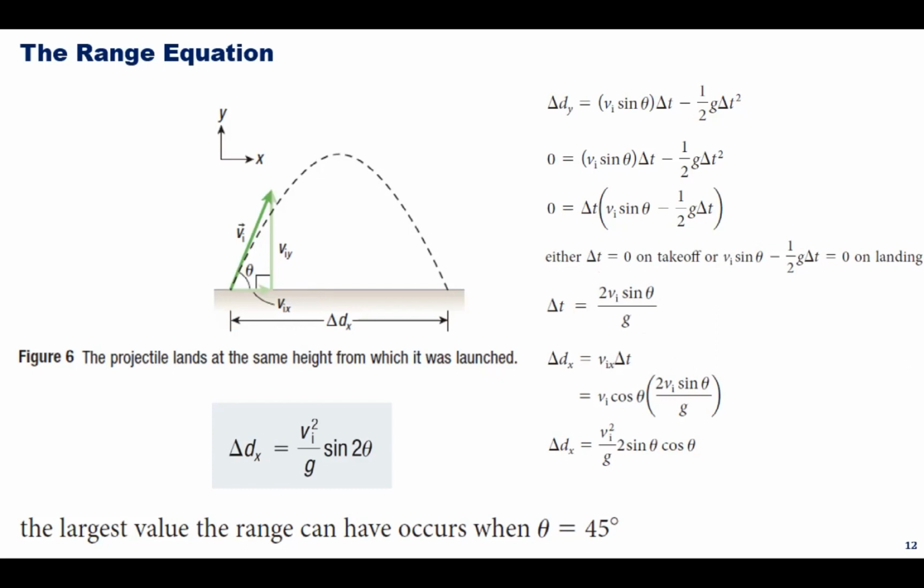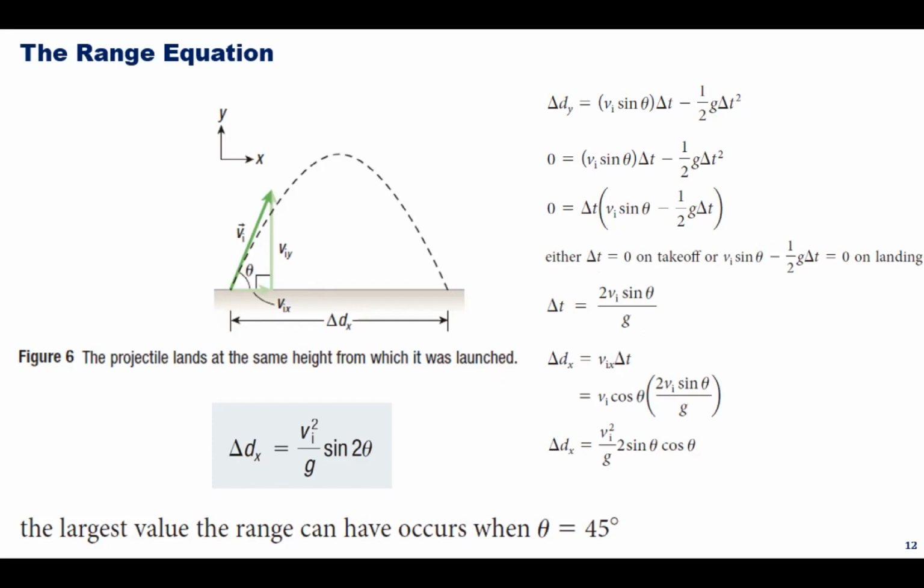Delta dy equals vi sine theta times delta t minus 1/2 times g times delta t squared. The final level is the same as the initial level, so delta dy equals 0, right? Substituting values in the vertical motion equation gives us 0 equals vi sine theta times delta t minus 1/2 times g times delta t squared.